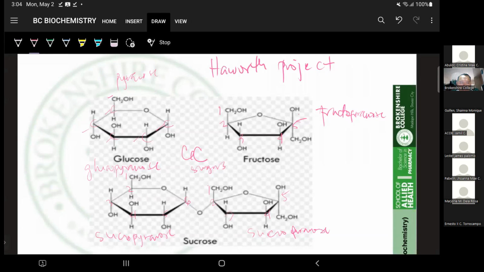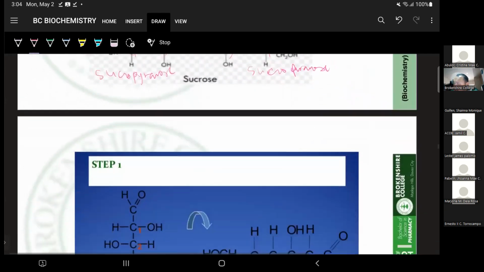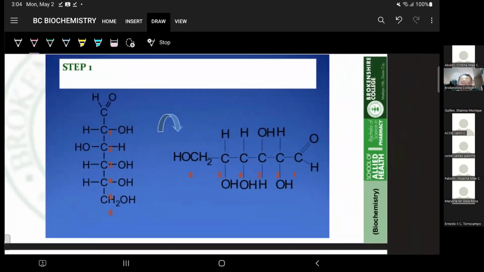Okay. So, next we have how to convert your Fisher formula to Howard. Okay? How to convert your Fisher formula to Howard. Usually we start our carbon number one in the carbon where the carbonyl group is attached, or the double bond O. So we have, this is one, no, medyo nakaatras lang konti, 2, 3, 4, 5, and number 6 carbon.